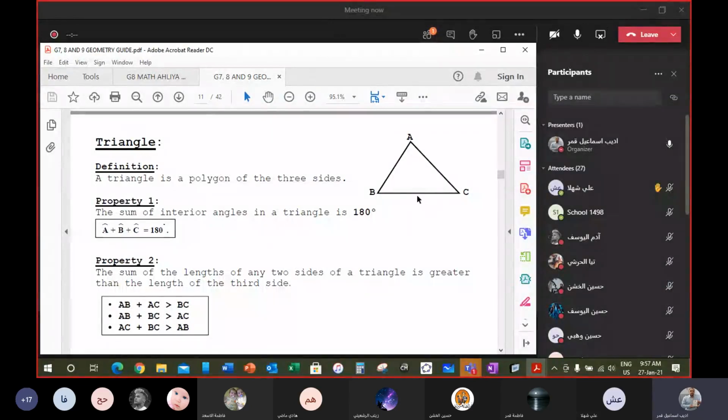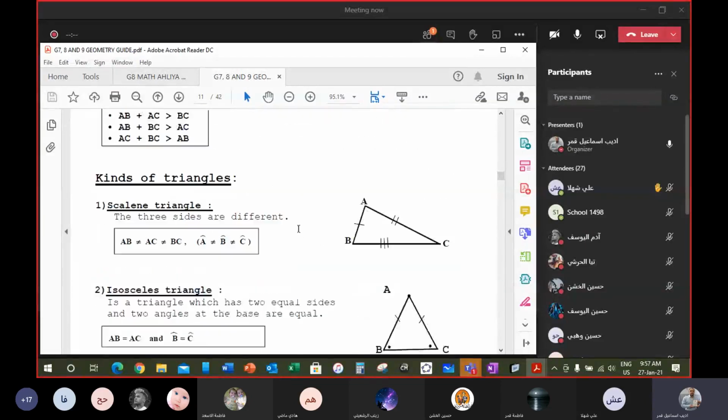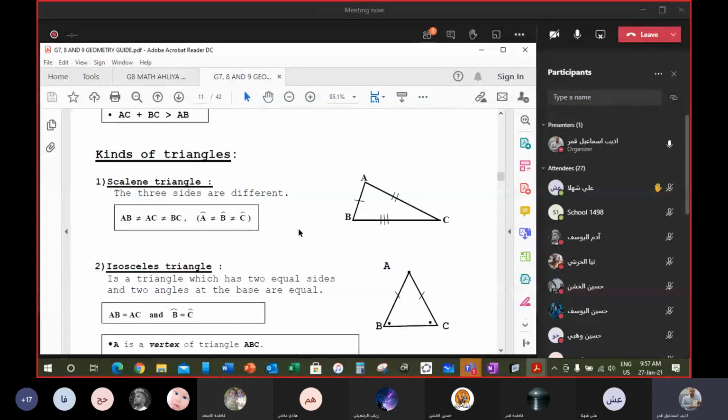Kinds of triangle. We have a scalene triangle. The three sides are different. There are no equal sides, and the angles are not equal. Isosceles triangle, as we know, has two equal sides and two equal angles. The equal sides we call base sides, the equal angles we call base angles.